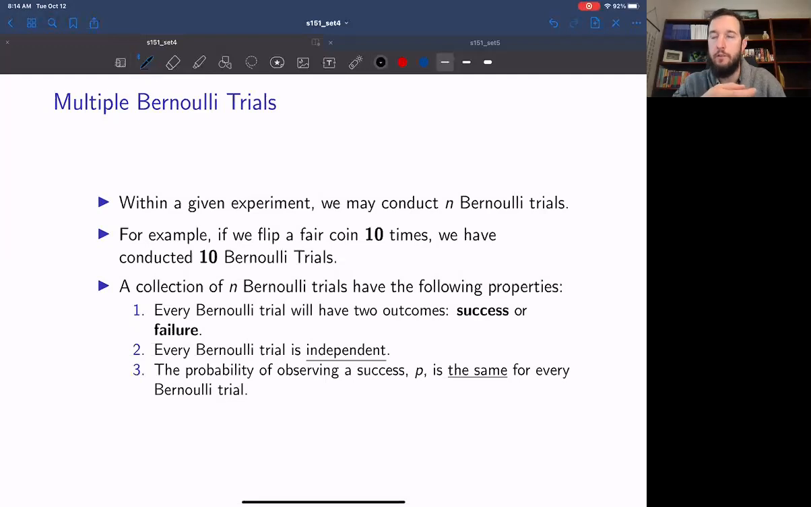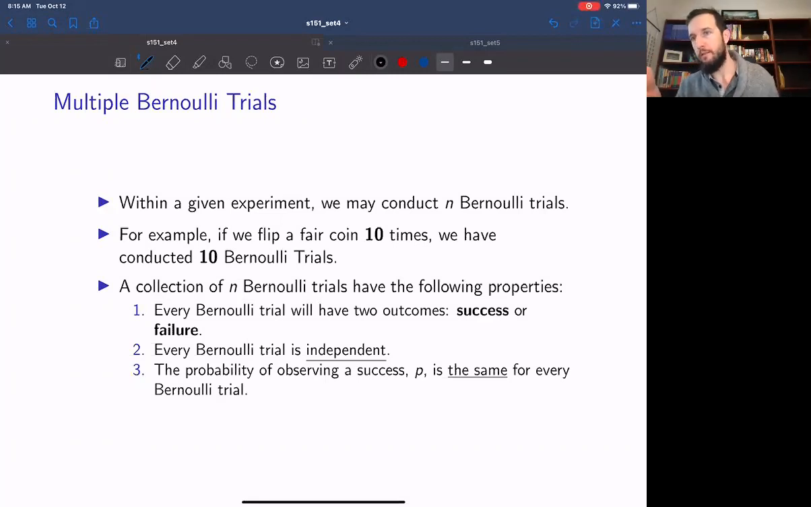We might ask, for example, if I flip a coin 10 times, what is the probability that I get 7 heads? Or what is the probability that I get only 1 head? Or what is the probability I get 4 tails? All of these outcomes are substantially more complicated because we have now repeated the experiment. And what makes it more complicated is that there are many different ways that you can arrive at those particular counts of heads or tails.